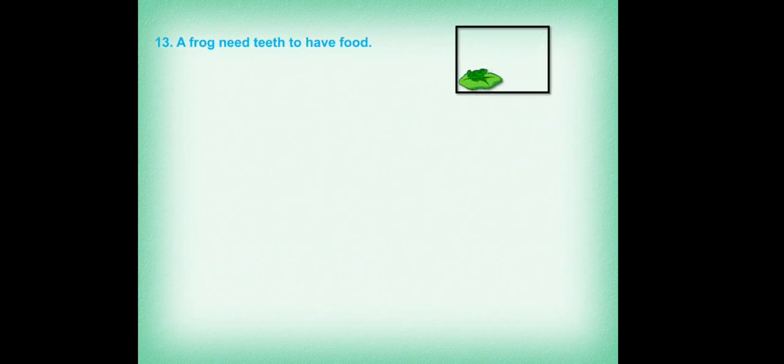A frog needs teeth to have food. Does a frog need teeth? The frog does not chew the food, right? So it swallows the food. So does it need teeth for swallowing the food? No. So here there is true or false, and how many choices do we have? Only two choices of answer. That is whether true or false. So we have to choose from this. A frog needs teeth to have food? No. So false. Frog does not need teeth. So it is false.